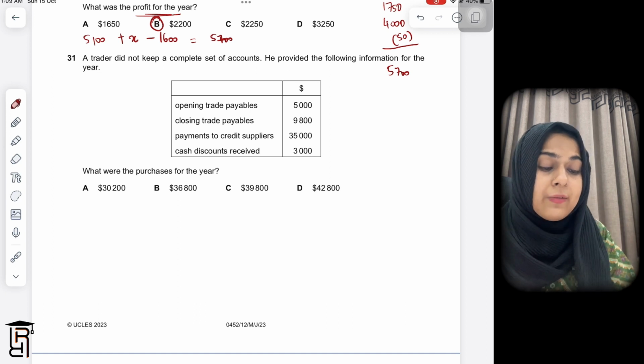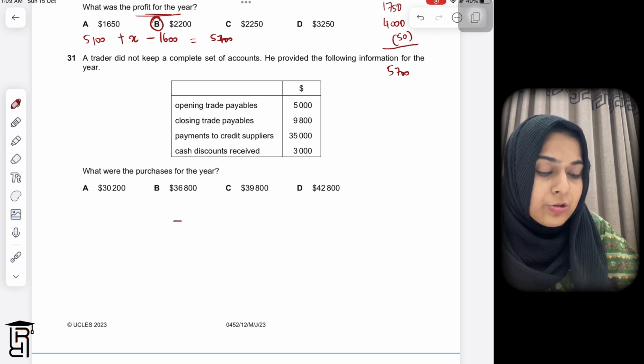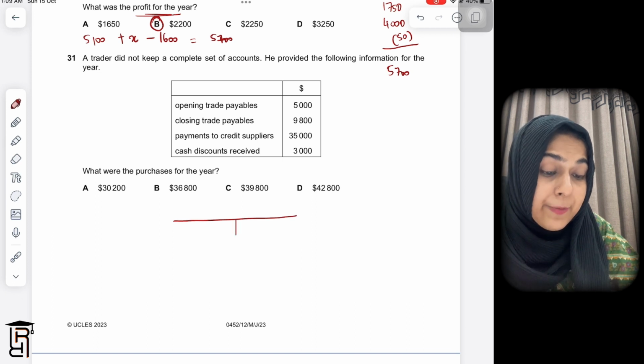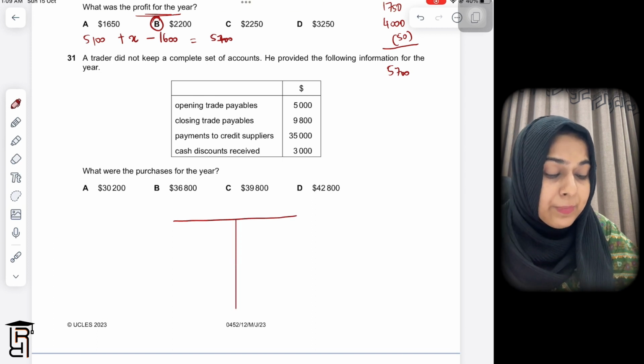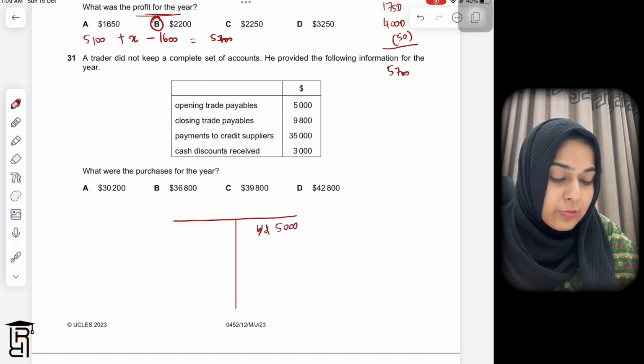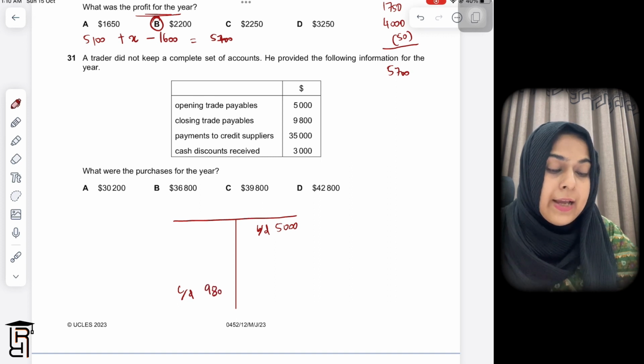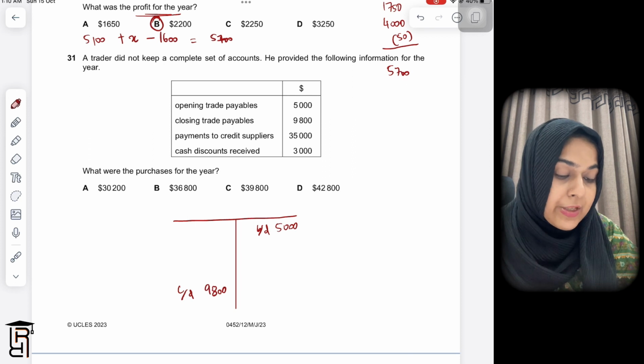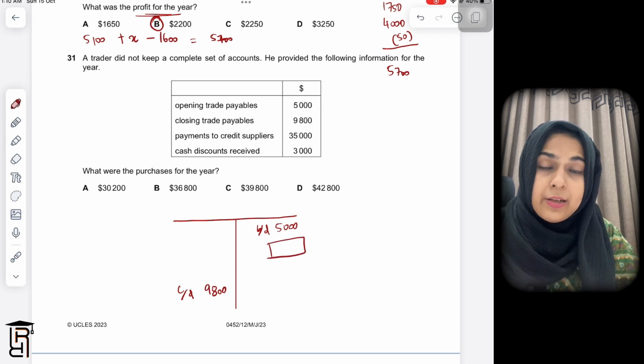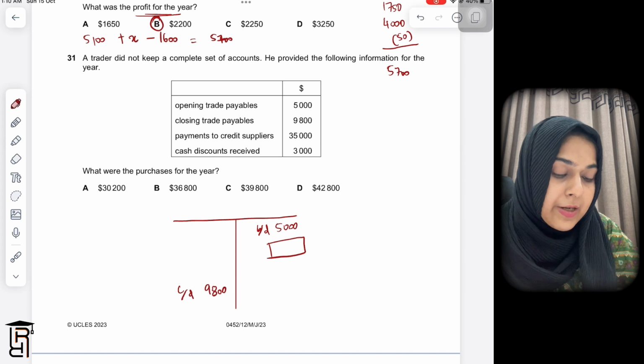in this case, always use a purchase ledger control account to calculate the purchases here. Opening trade payables, because trade payables is a liability, you record on the credit side. Your closing trade payables, if the brought down is on the credit side, the carried down should be on the debit side. You write here 9800. Purchases you don't know, so credit purchases comes here. Payments to credit suppliers will come here, 35,000. Discount received will again come here, 3,000.